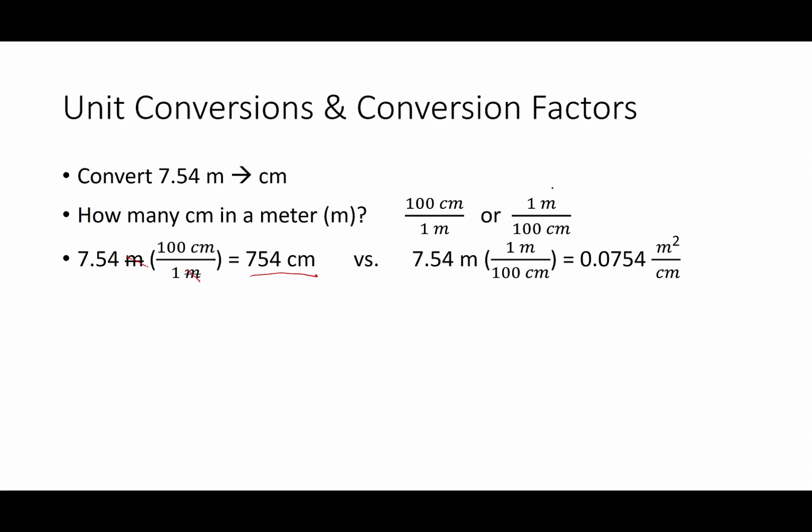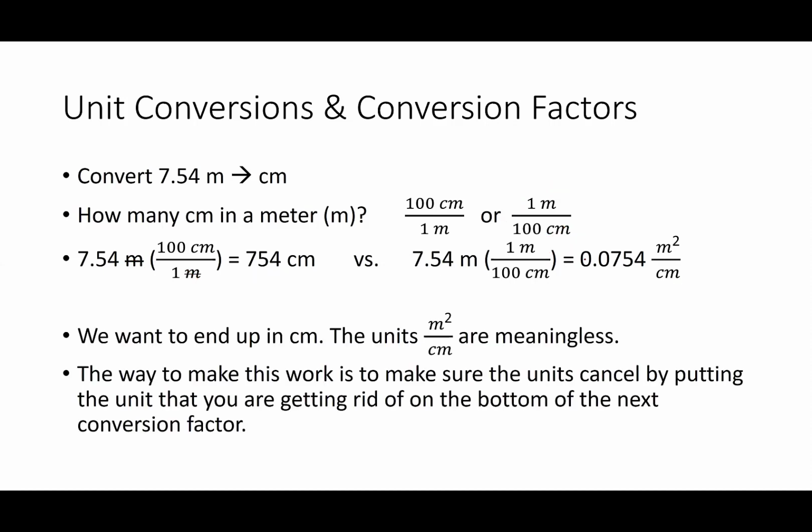Now, if we use the second conversion factor, if we use this one, then we end up with 7.54 meters times 1 meter over 100 centimeters. This time, when we do our units, we get a meter times a meter equals a meter squared over a centimeter, okay? And 7.54 times 1 divided by 100 gives us 0.0754, okay? So in the second scenario, we end up with these units of meters squared over centimeters. They're meaningless. They don't make any sense, okay? Whereas in the first situation, we ended up with centimeters, which was our original goal. That's what we were trying to get, okay?